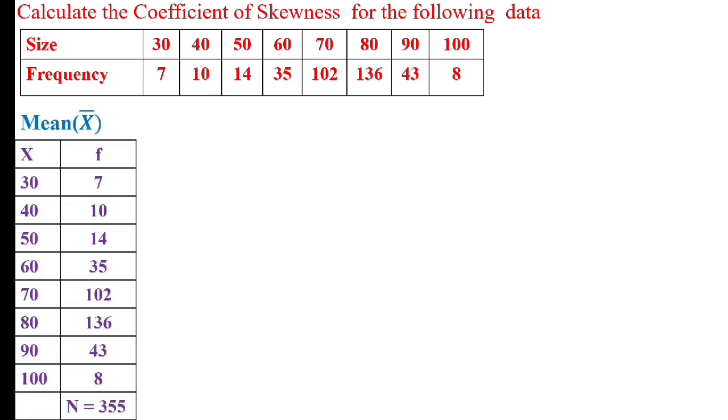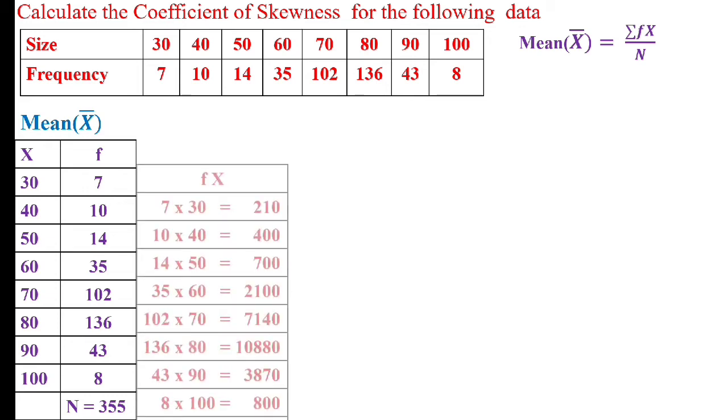Here we know x and f. First we need to multiply f and x. The formula of mean is equal to summation fx divided by n. Then we will use it.